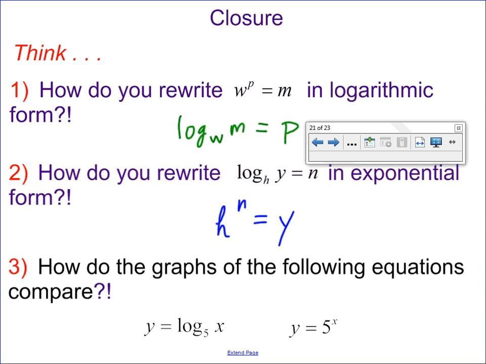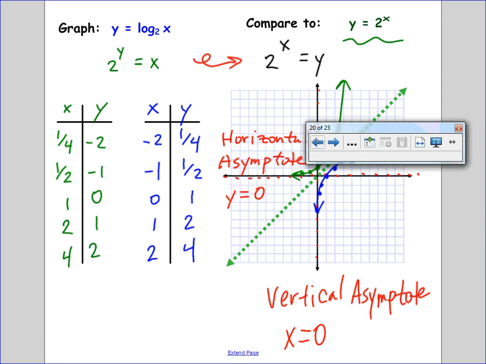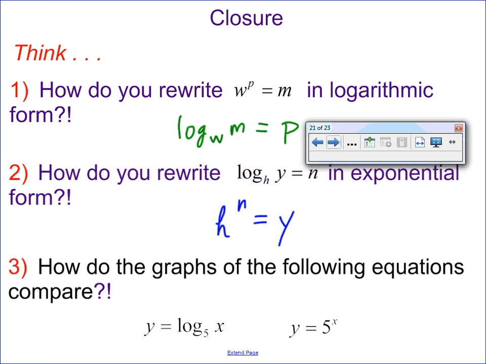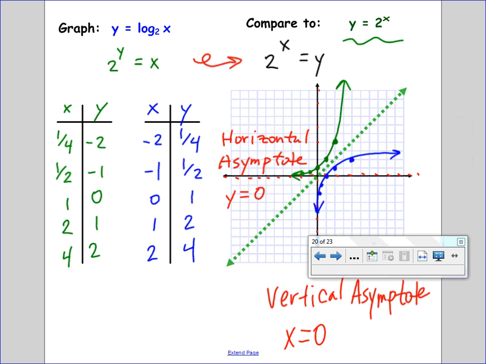How do the graphs of those functions compare? So how does y equals log base 5 of x compare with the graph of y equals 5 to the x? Jimmy? They're the same. Let's go ahead and take a look at log base 2 of x. How did that compare with 2 to the x? Just like log base 5 of x comparing with 5 to the x. So how do those graphs compare? They're inverses. Absolutely, they're inverses.